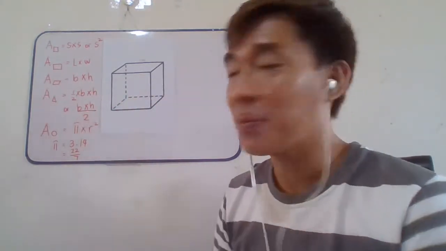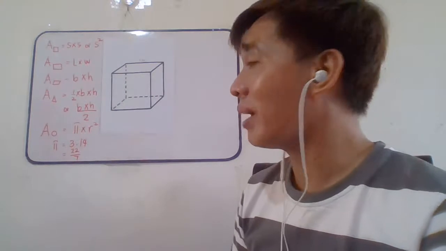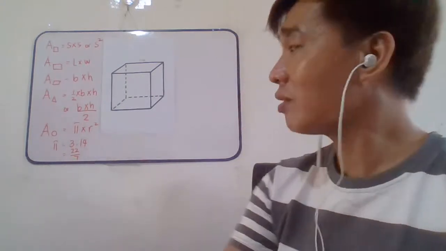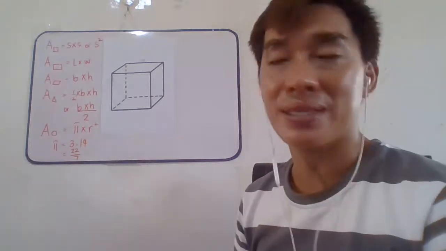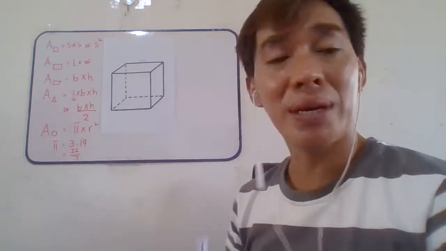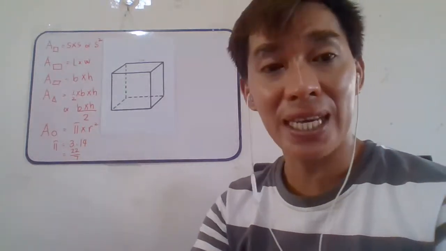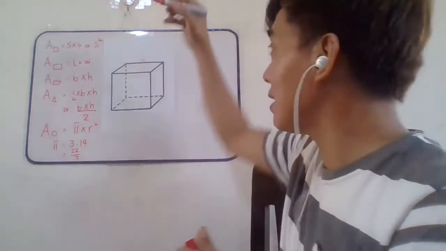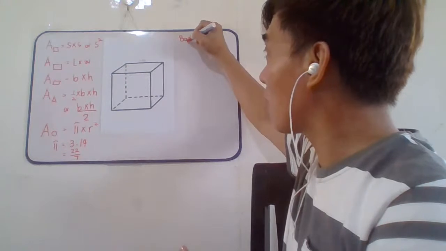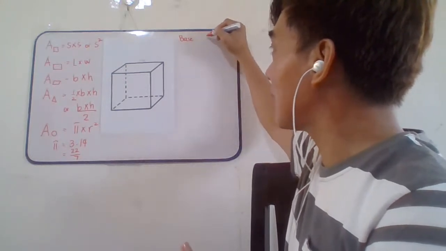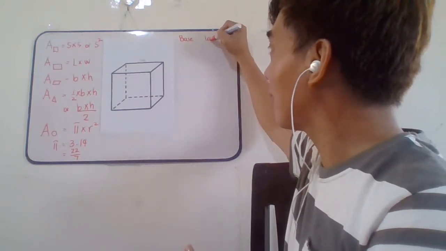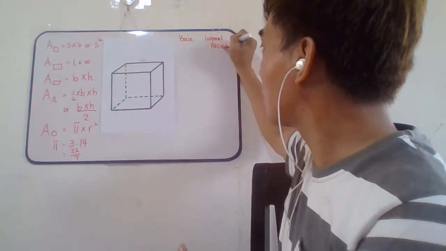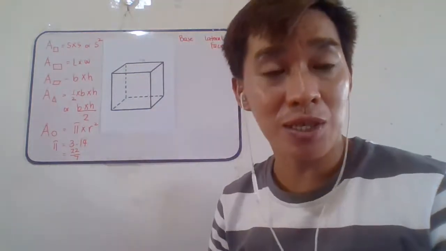Let us remind ourselves of the parts of the solid figures. The two basic parts of our solid figures that we need to know in getting the surface area are its base or bases, and of course, its lateral faces, or others would call these lateral surfaces.